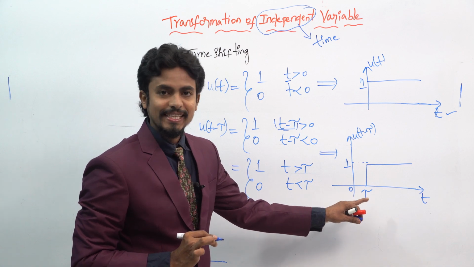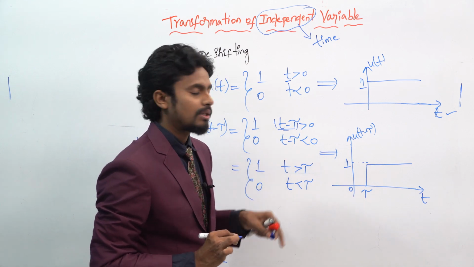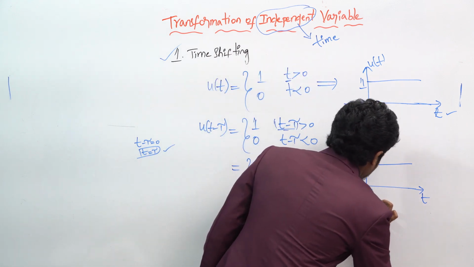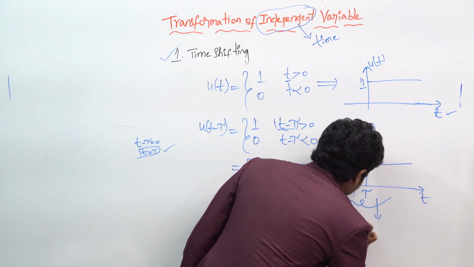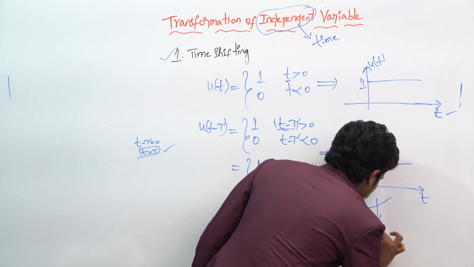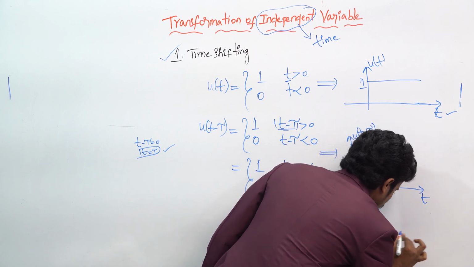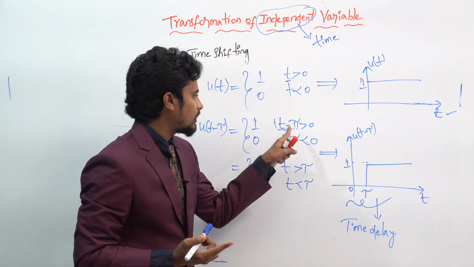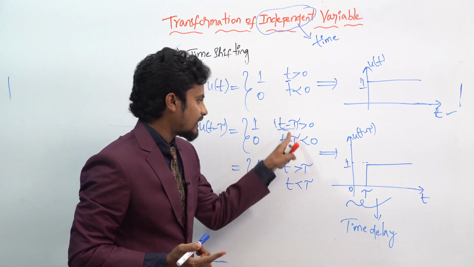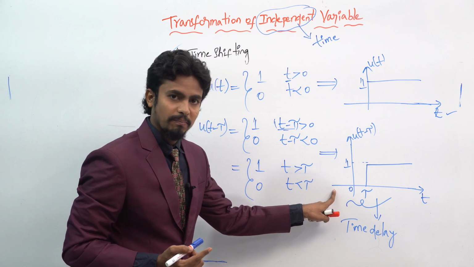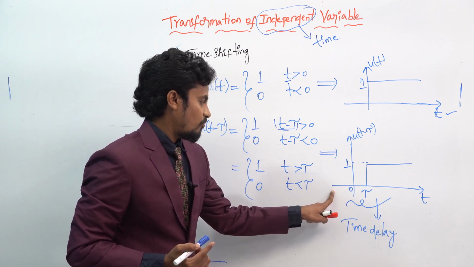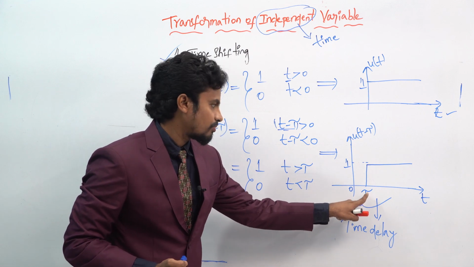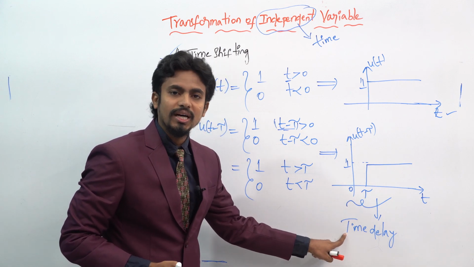This plot is said to be the time delay. Why delay? You would think your plot starts at minus tau here, but it actually starts at plus tau. Hence that is said to be the time delay.